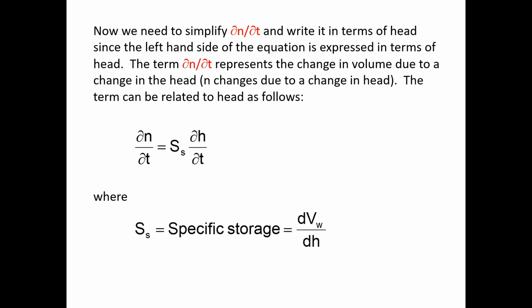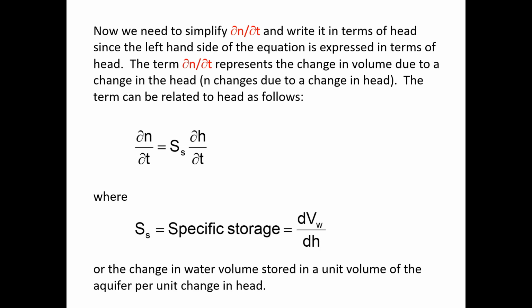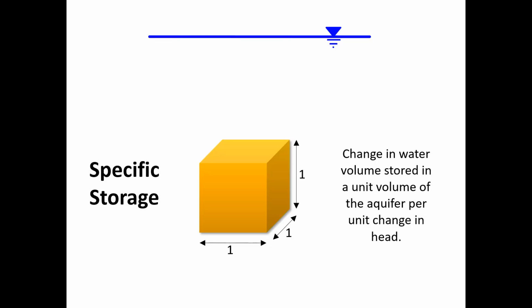And specific storage is equal to the change in the water volume in this unit space with respect to a change in head. Or, that's what this summary says. So why would that happen? I have a graphic here to visualize this. Suppose we have a 1 by 1 by 1, or a unit volume, of the aquifer.